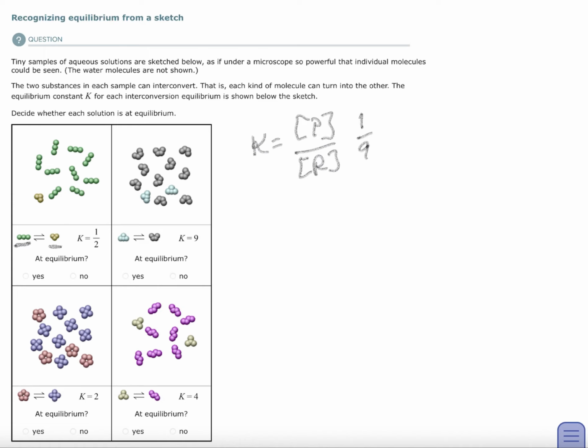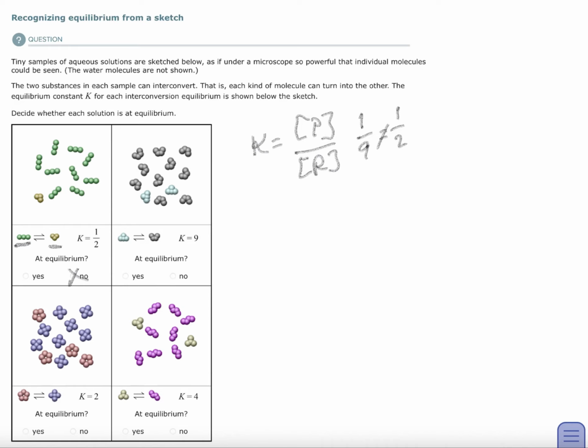I look and see that they're saying that my K is 1/2, and 1/2 does not equal 1/9, so this is not at equilibrium. If it is equal, then it will be at equilibrium. If it's not equal, then it's not at equilibrium. So let's look at the second one.